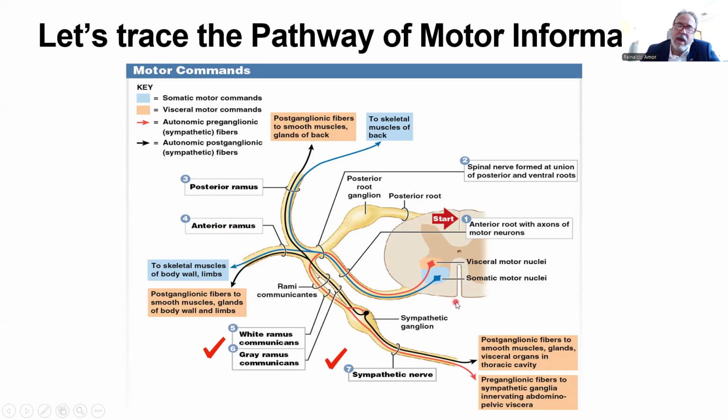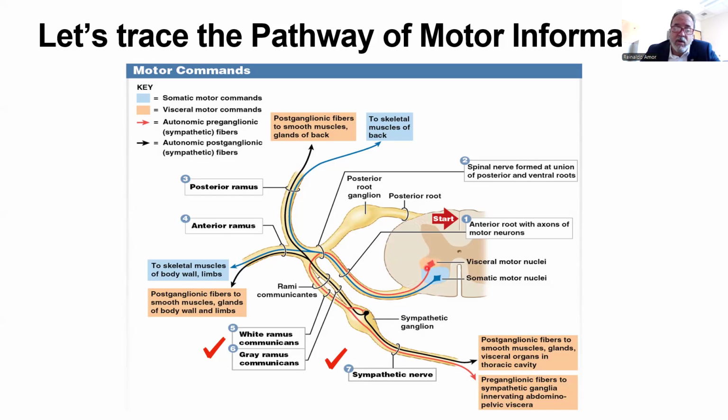Okay, so we're looking at what these neurons located in the anterior gray horn, what their names are, and who they are controlling. Okay, so you can see that they are controlling skeletal muscles of the back and skeletal muscles of the body wall and limbs. If you look at the visceral motor nuclei here, these motor neurons are controlling involuntary structures.